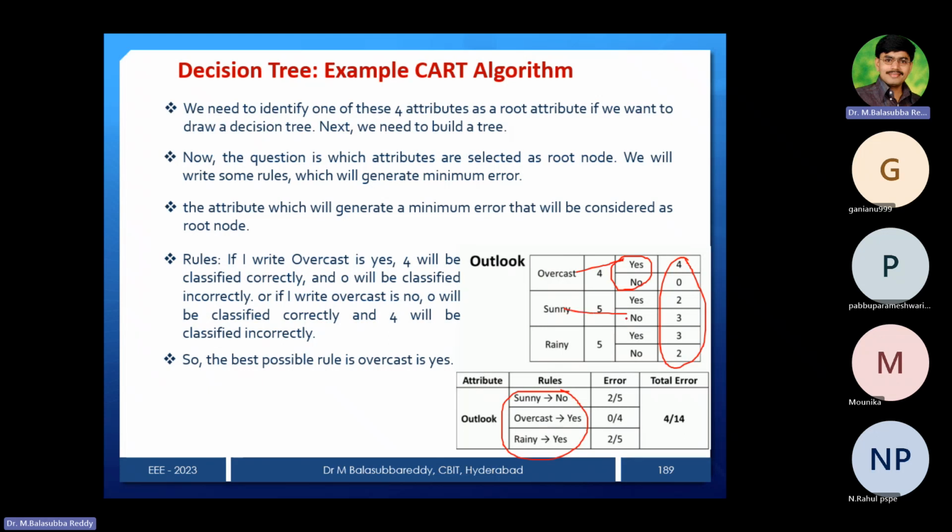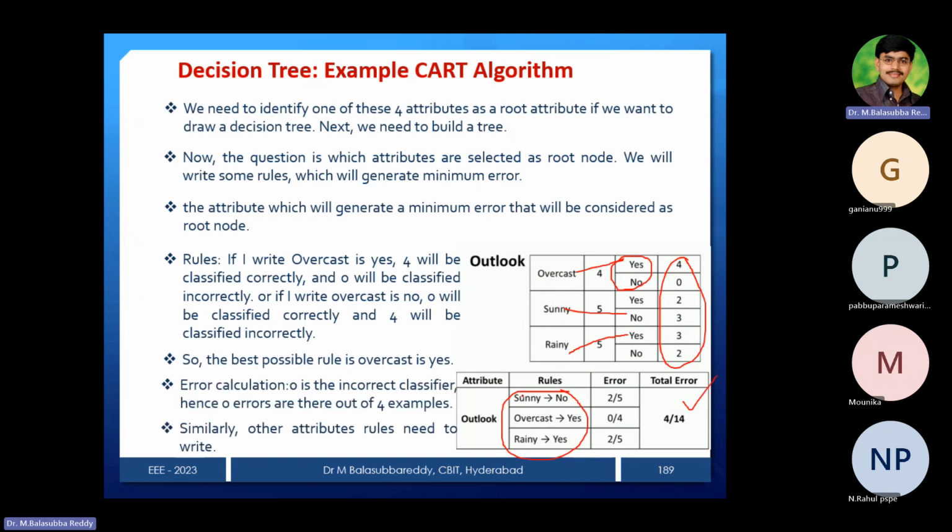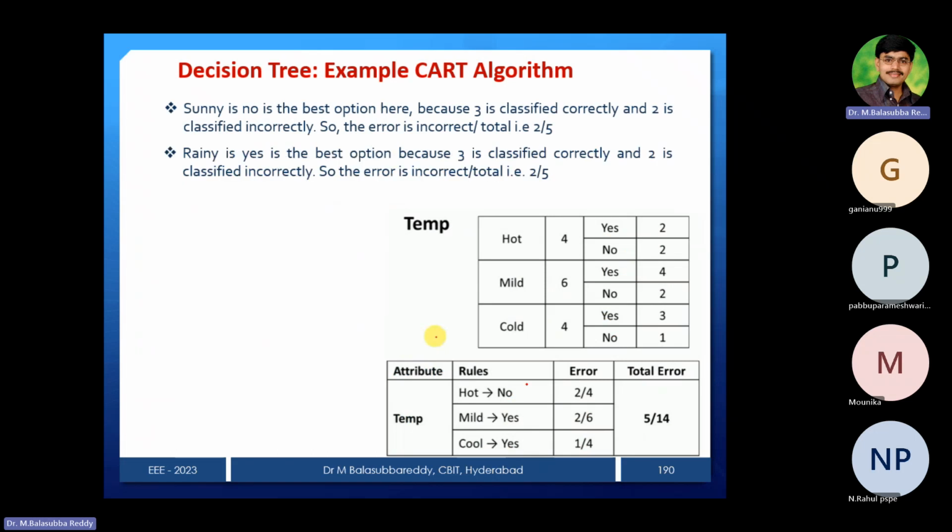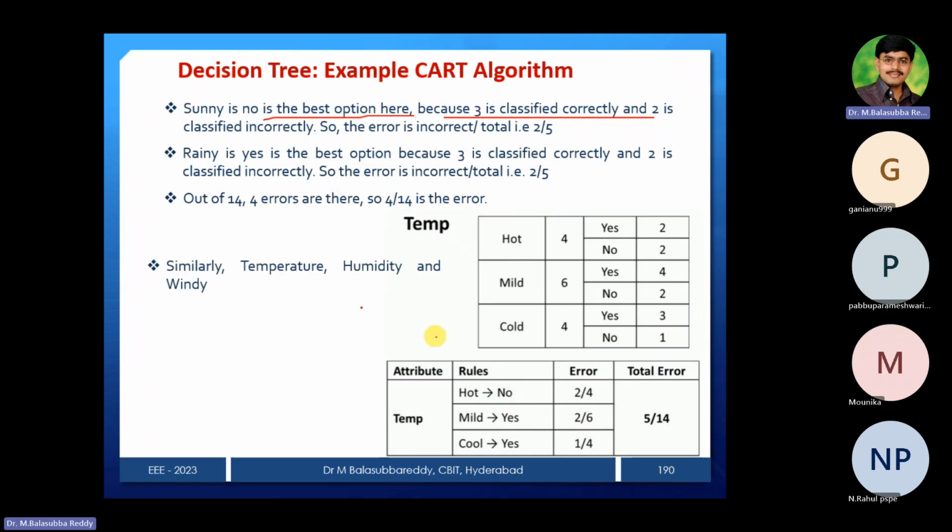Sunny is no is best, and rainy is yes is best. In that, you calculate the error. Similarly, we can go for the temperature case also. So sunny is no is the best option because 3 will be classified correctly. That's the same explanation. And now we'll go for temperature, humidity and windy.